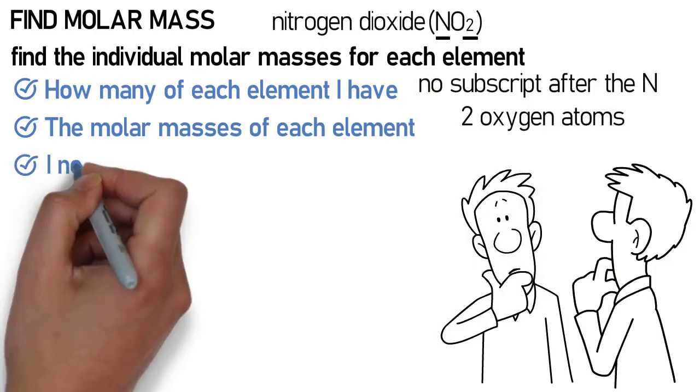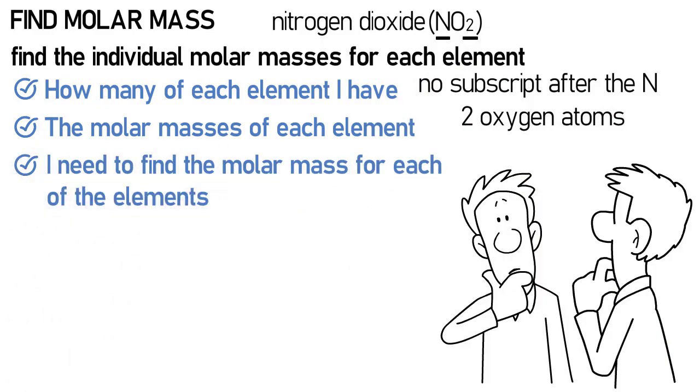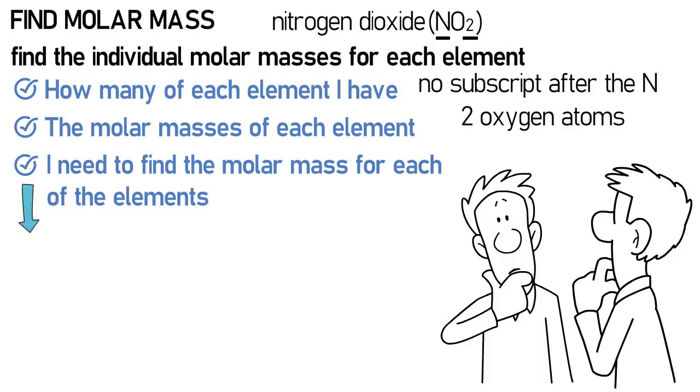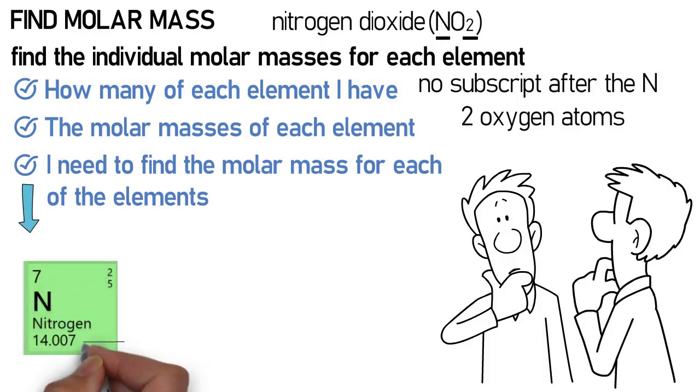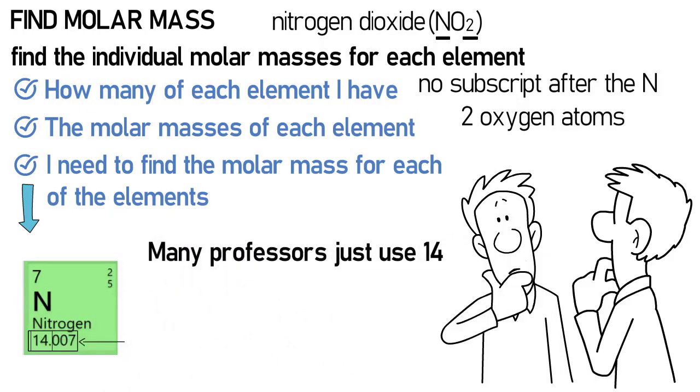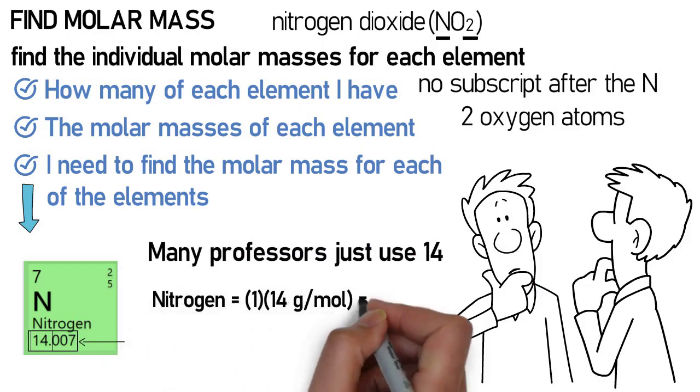Next, I need to find the molar mass for each of the elements. To do this, I go to the periodic table of elements. Here, I look up the elements in my compound and find their molar masses. For nitrogen, I see the molar mass is 14.007 grams per mole. Ask your professor if you can use 14, or if they would like you to keep the 14.007. Many professors just use 14. In this video, I will use 14 grams per mole.